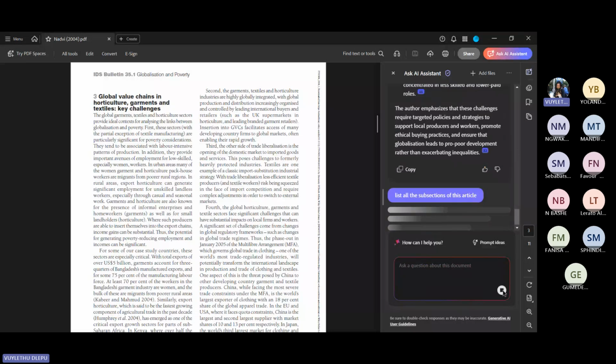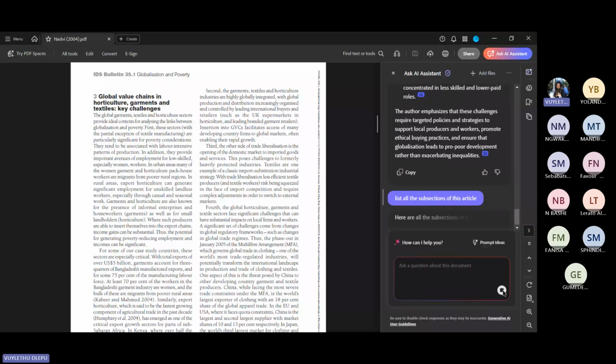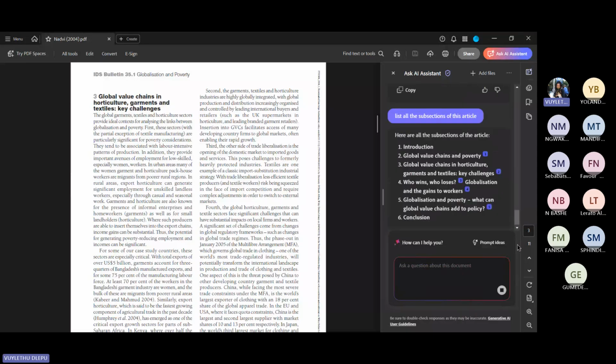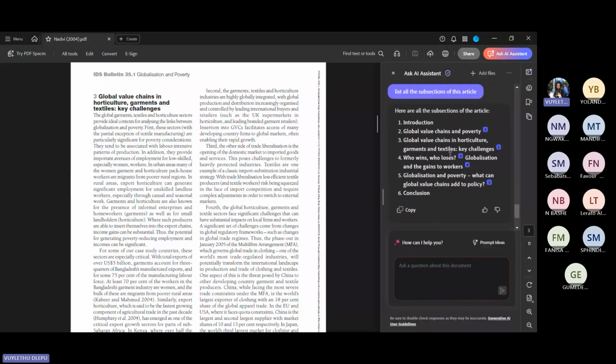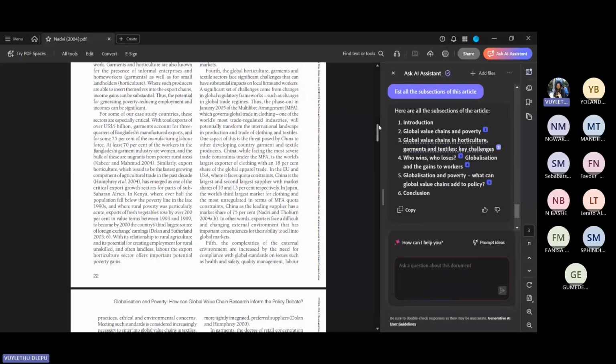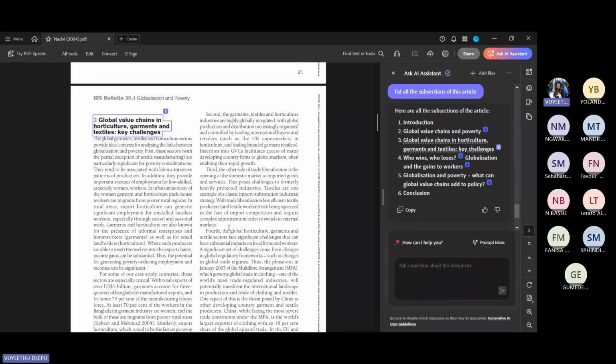Then I can see. So you see, it tells us here already in the third part of this article that global value chains in horticulture, garments, and textiles, the key challenges. So already, we should take something out of this article from this section to answer this assignment. It's on page 22. So now you need to read from here.